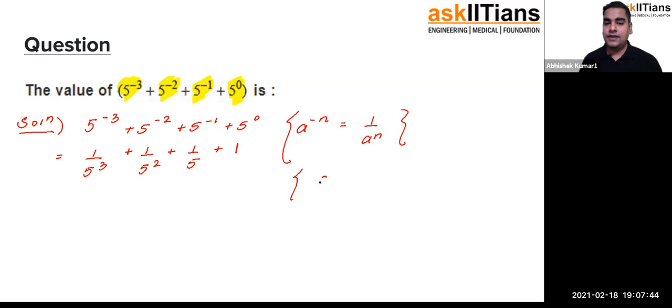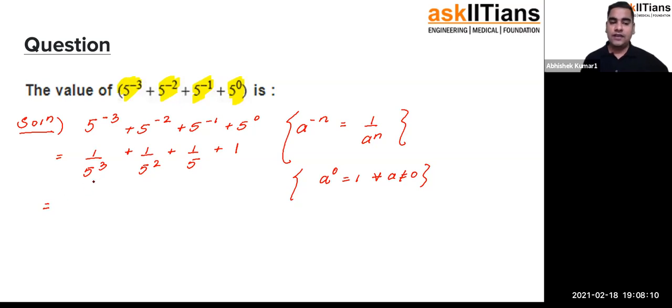Always remember that a raised to the power 0 is always equal to 1 for all a that is not equal to 0. That means if you have any non-zero value of a and you raise it to 0, the answer will always be 1. Excluding 0 raised to the power 0, if the power is 0, the answer would always be 1. Without hesitation, go for that. Okay. Now what do you have?